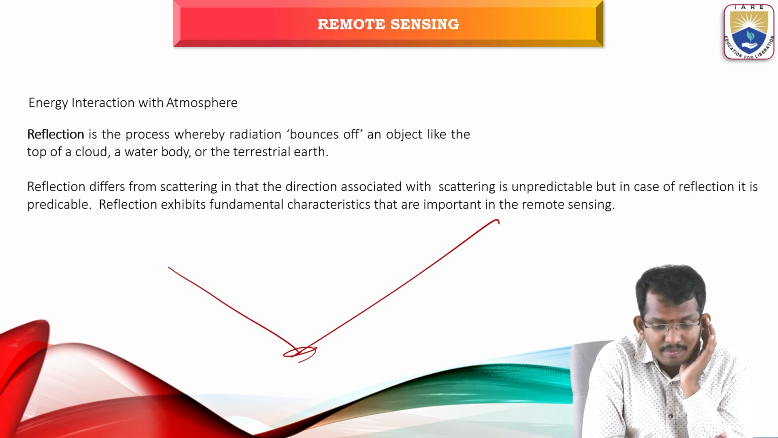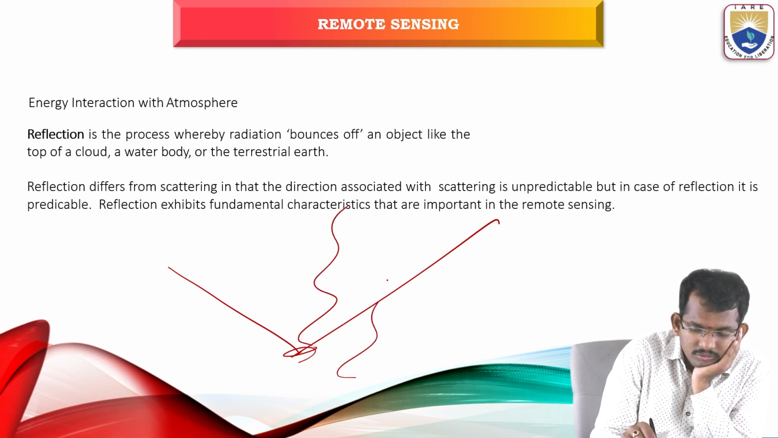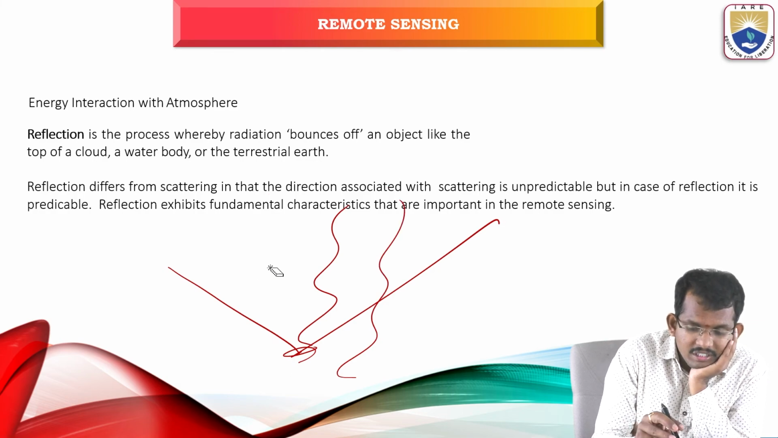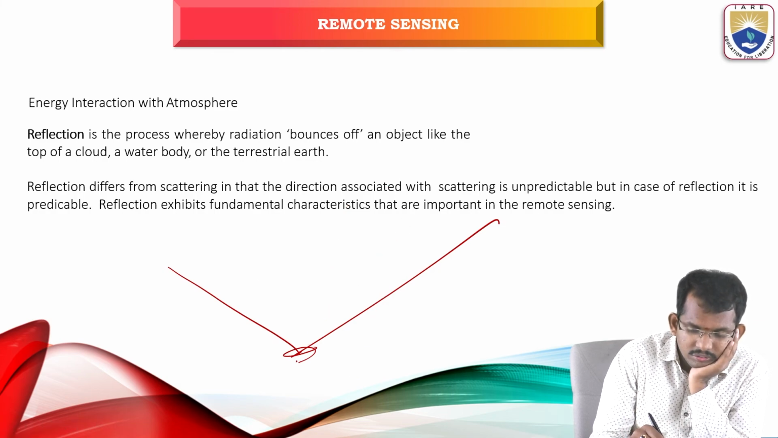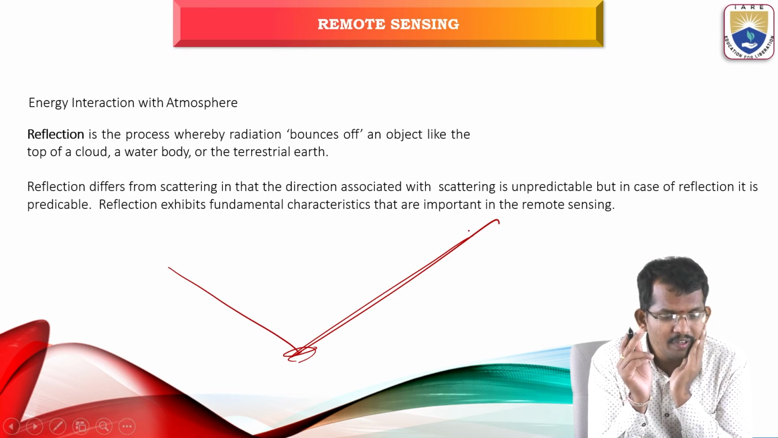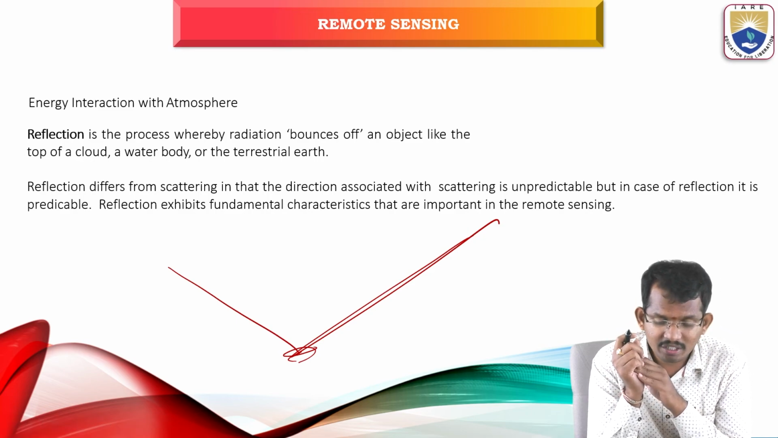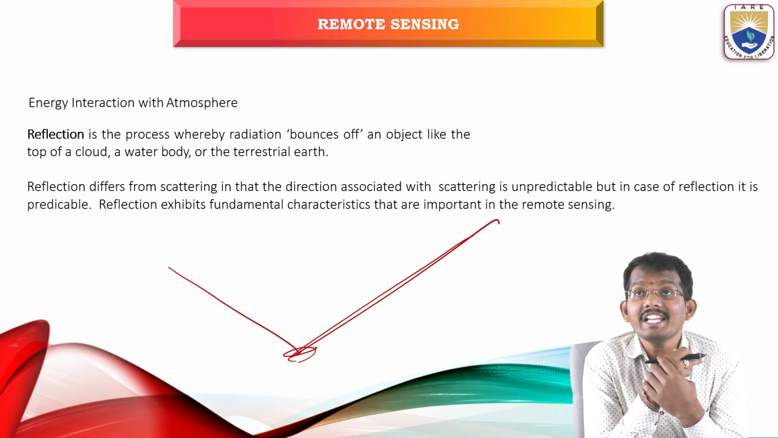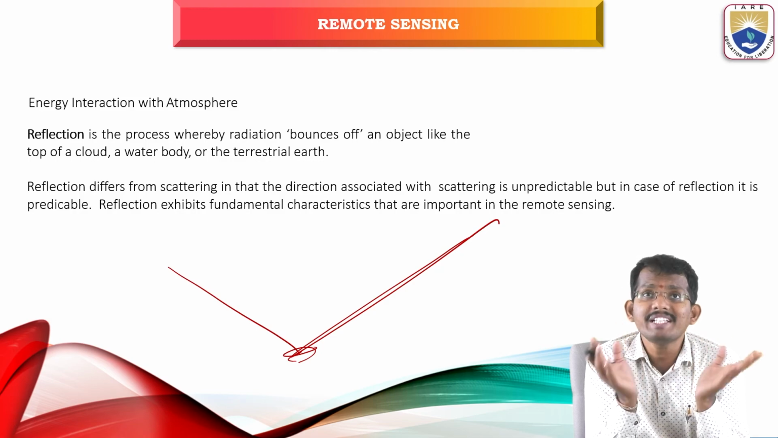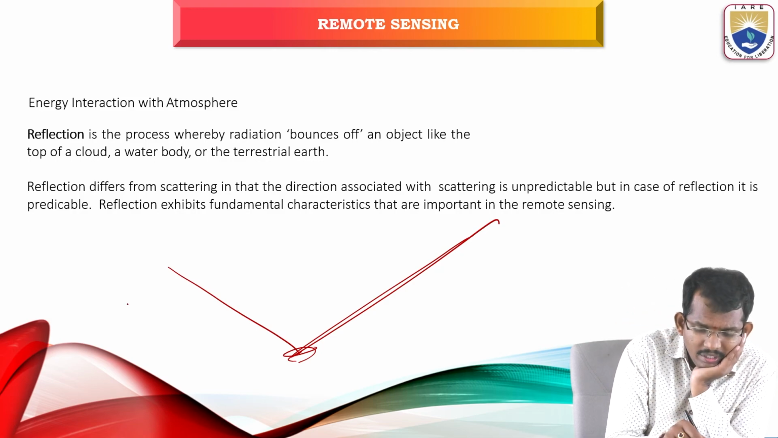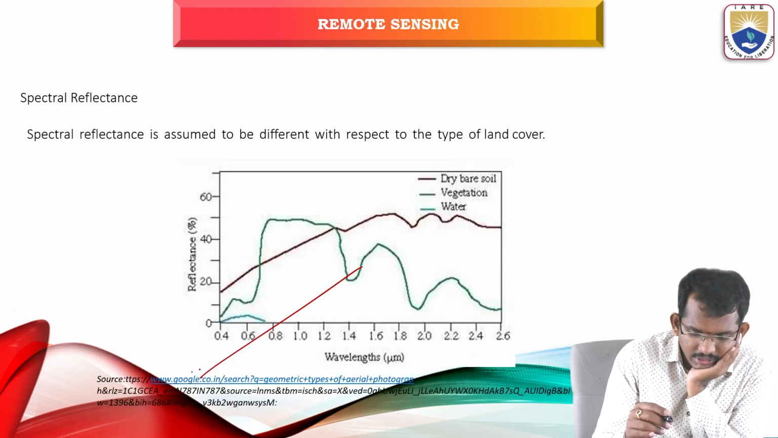Reflection differs from scattering. Scattering is diffusion, it will go like this, whereas reflection will go like this. Reflection is different from scattering in that the direction associated with scattering is unpredictable, but in the case of reflection it is predictable. Reflection goes only in one direction, the opposite direction, at an angle like this.